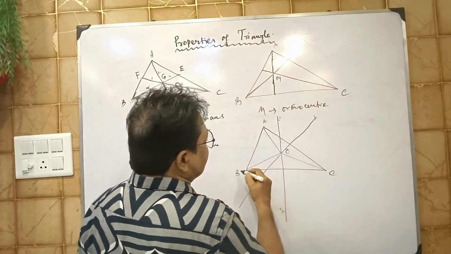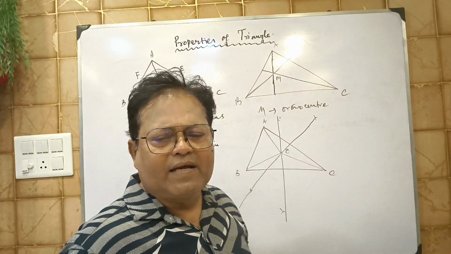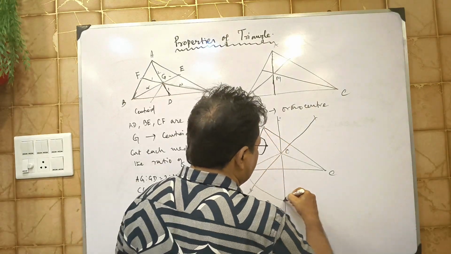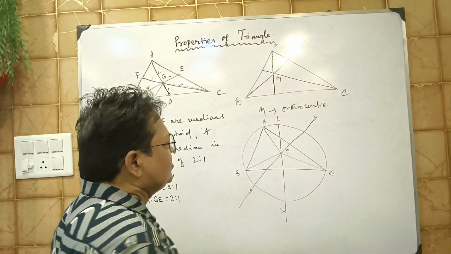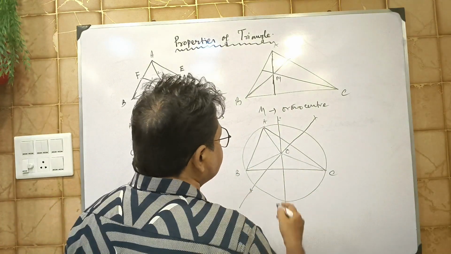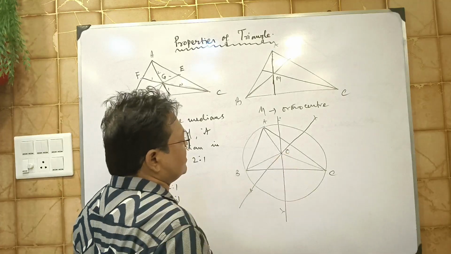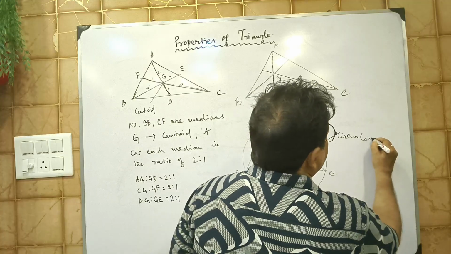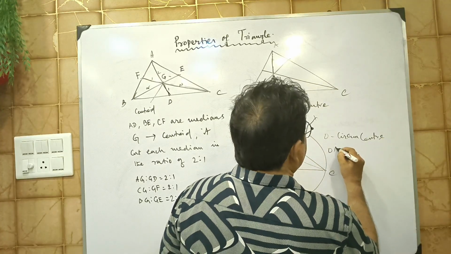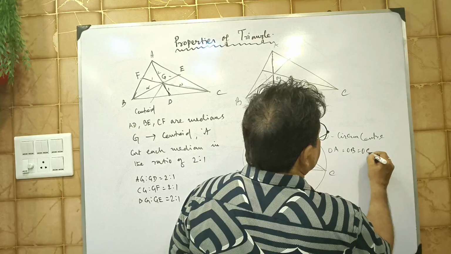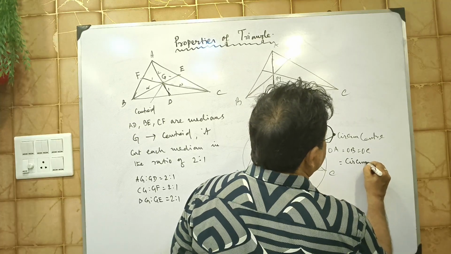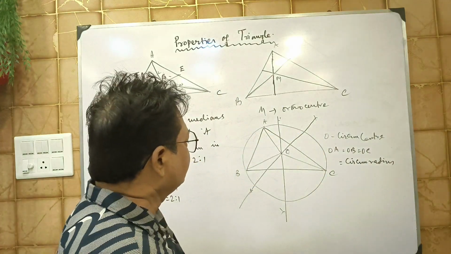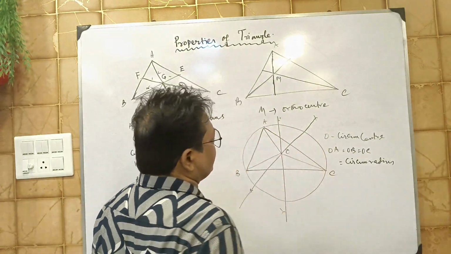From O join A, B, C, that is OA, OB and OC are the circumradius, and if you take this radius, you can draw a circle like this. Here O is called the circumcenter. OA is equal to OB or OC is called the circumradius. And this is called the circumcircle of ABC.